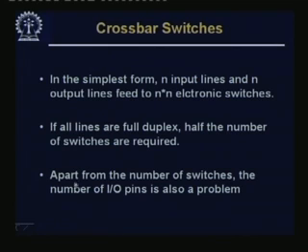And the other problem with crossbar switches is that apart from the number of switches, the number of IO pins is also a problem. If you want to make, let us say, a 1000 by 1000 line switch, with 1000 subscribers, you may have 1000 incoming lines and 1000 outgoing lines. But how do you put all these 1000 plus 1000, 2000 pins, on whatever chip you try to make? So, that also becomes an issue and a problem.